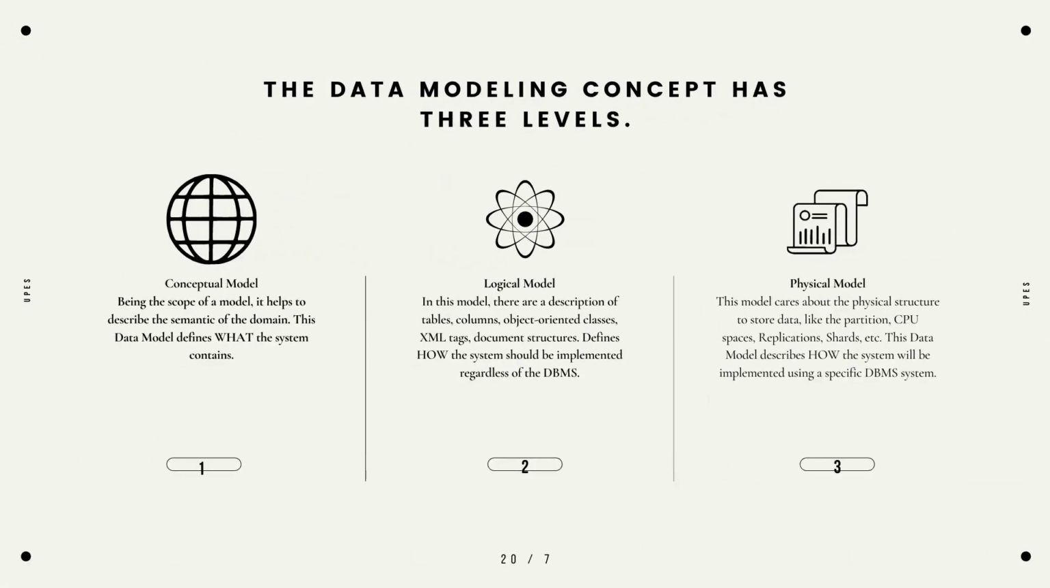The data modeling concept has mainly 3 levels. Conceptual model: it helps to describe the semantics of the domain. This data model defines what the system contains. Logical model: in this model, there is a description of tables, columns, object-oriented classes, XML tags, and document structures. It defines how the system should be implemented regardless of the DBMS. Physical model: this model cares about the physical structure to store data, like the partition, CPU spaces, replications, shards, etc. This data model describes how the system will be implemented using a specific DBMS.